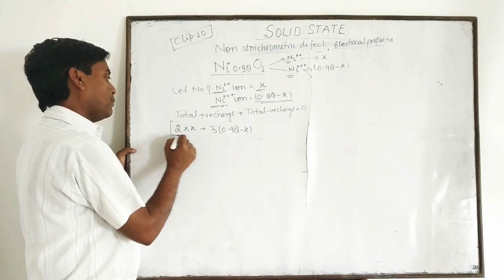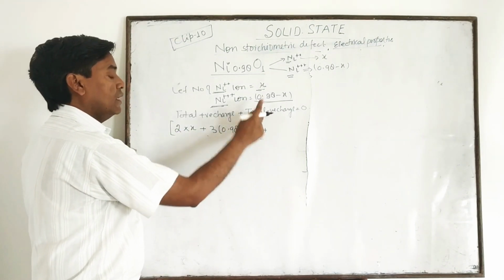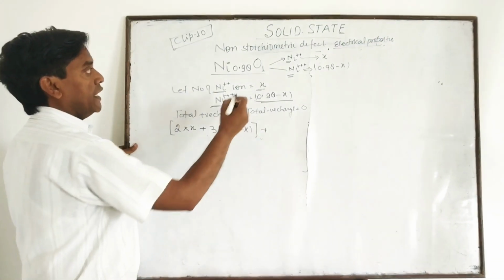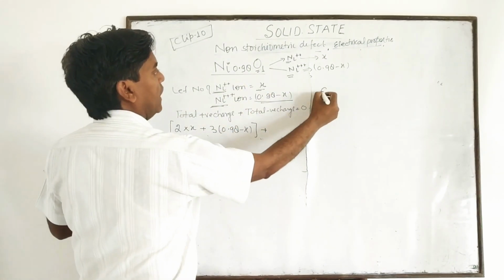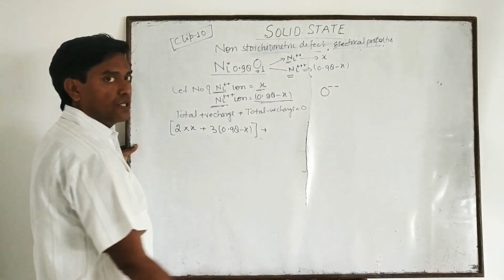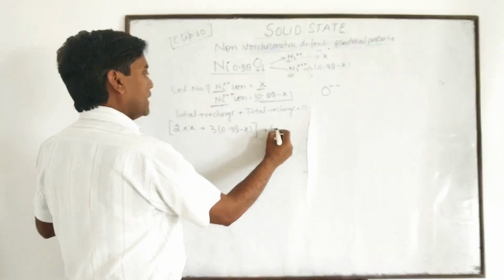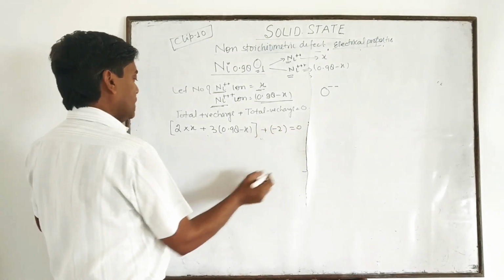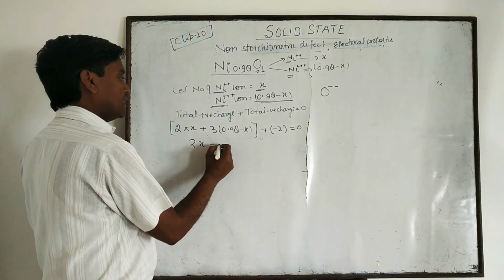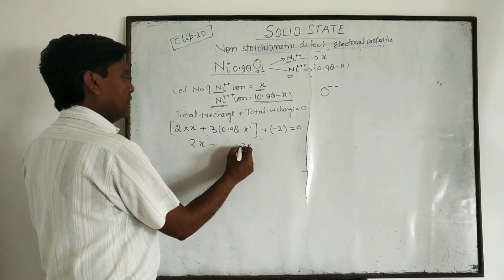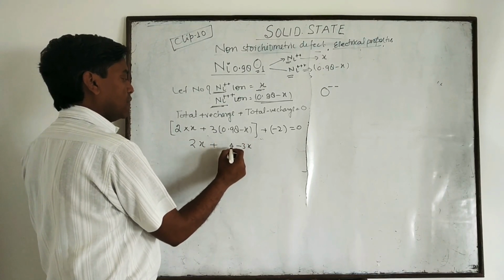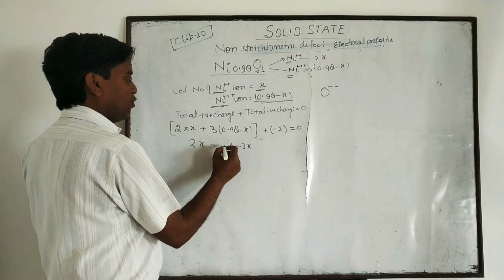That is the total positive charge, plus the total negative charge. What is the negative ion? Oxygen. And you know well, oxygen has 2 units of negative charge, so that is minus 2 is equal to 0. 2x plus 3x, 3 8s are 24, 3 9s are 27, 27, 28, 29.